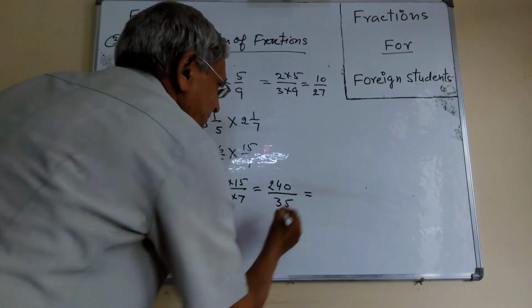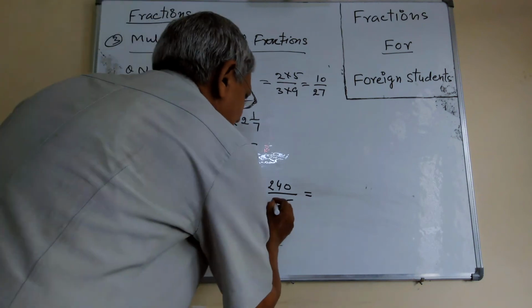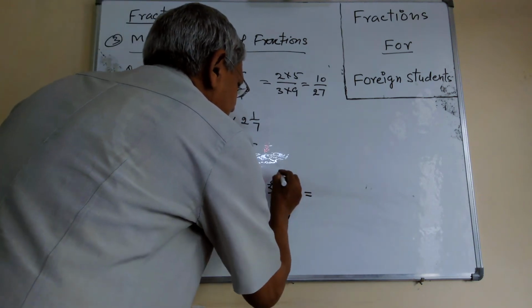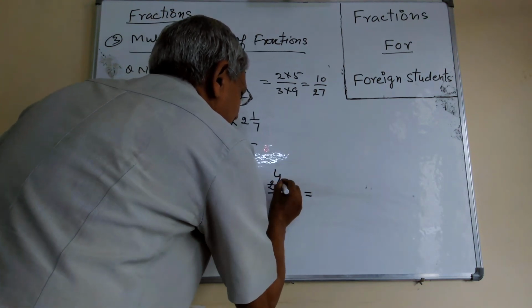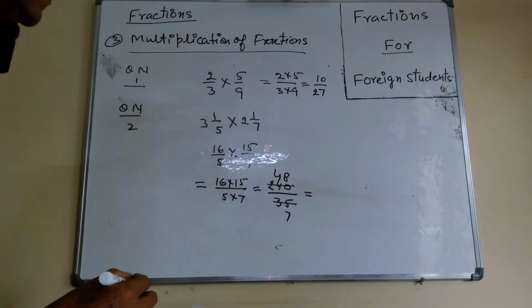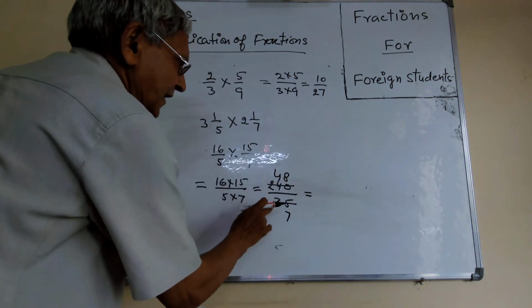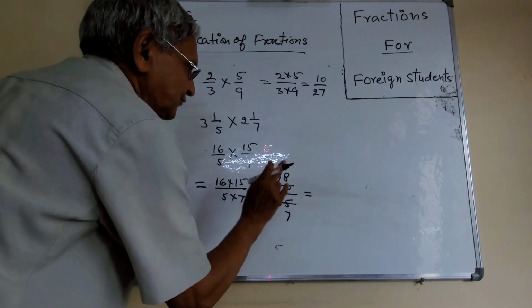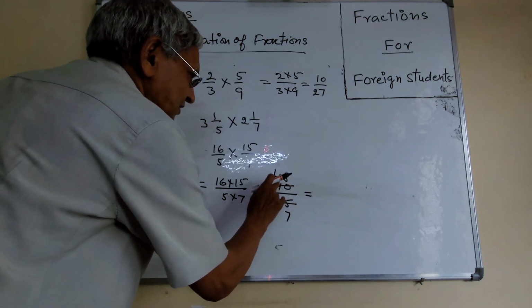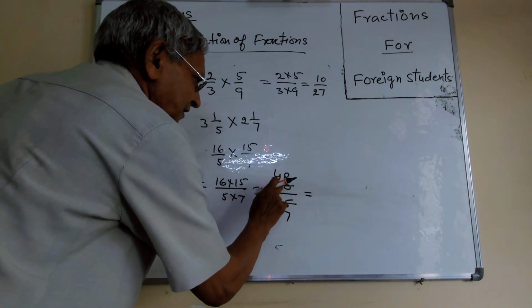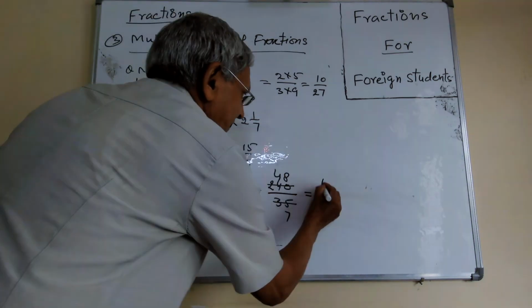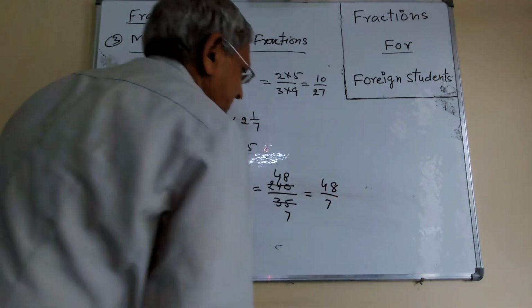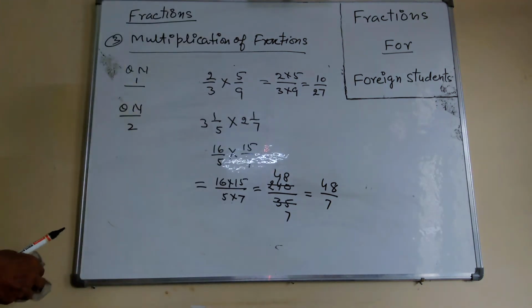Now you have to make it simple. You have to divide numerator and denominator both by 5. 5 4s are 20, 4 remains 0, 5 8s are 40 and 5 7s are 35. Answer is 48 by 7. This is the multiplication of complex fractions.